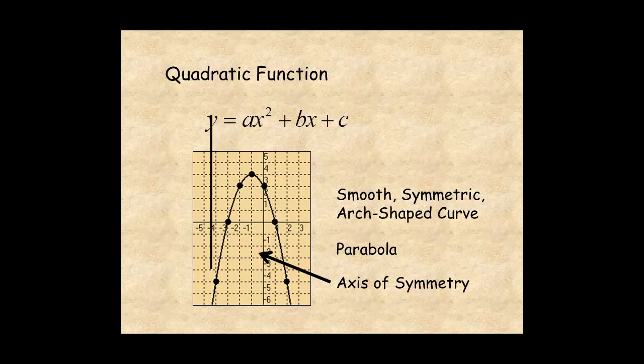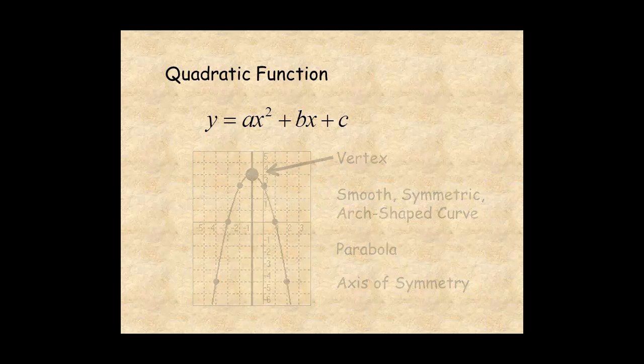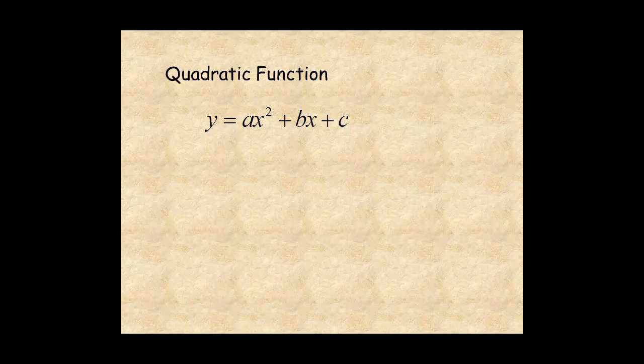The line that divides the parabola in half is the axis of symmetry. The point where the axis of symmetry intersects the parabola is the vertex. If you start with the quadratic function and set y equal to 0 and turn it around, you get the quadratic equation.